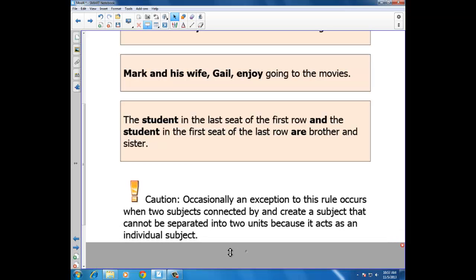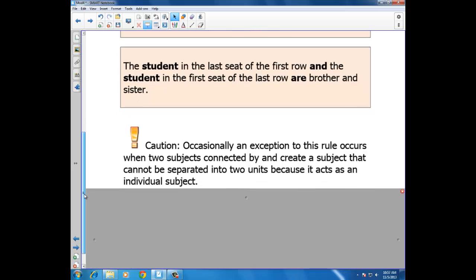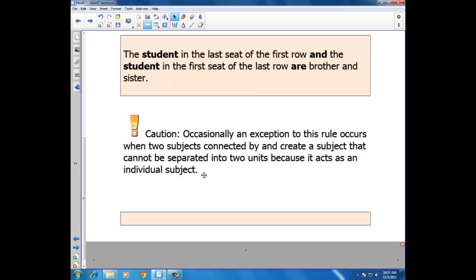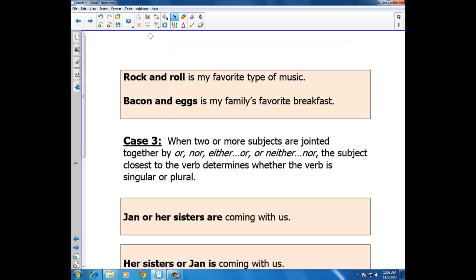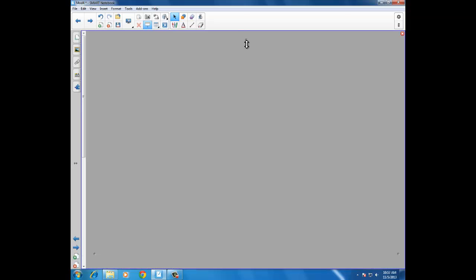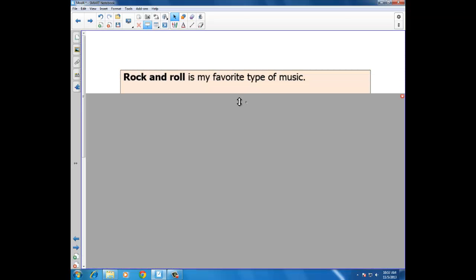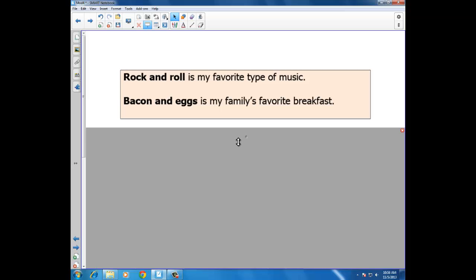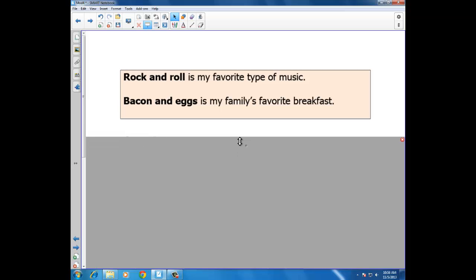Caution: occasionally, an exception to this rule occurs when two subjects connected by "and" create a subject that cannot be separated into two units because it acts as an individual subject. For example, rock and roll is my favorite type of music. Bacon and eggs is my family's favorite breakfast. We can't really separate these subjects.